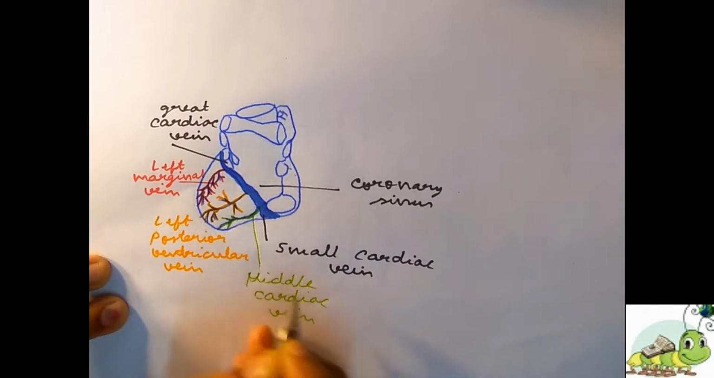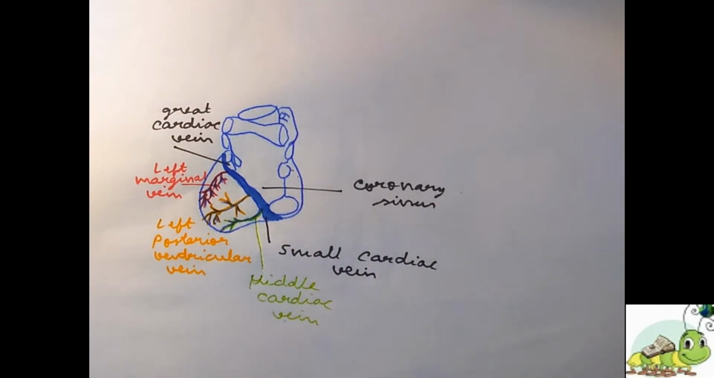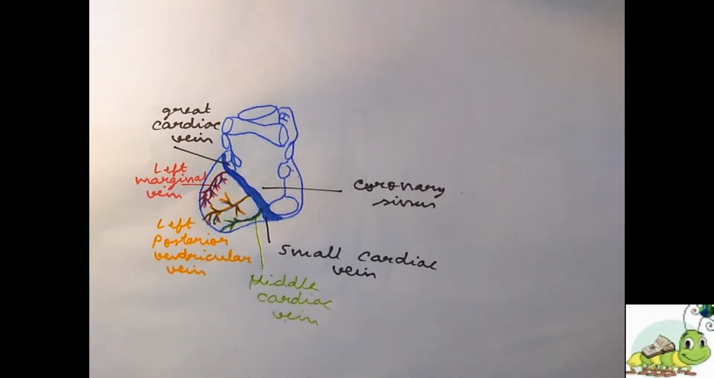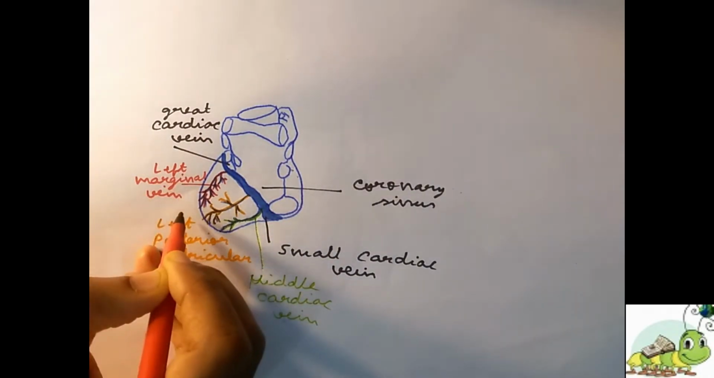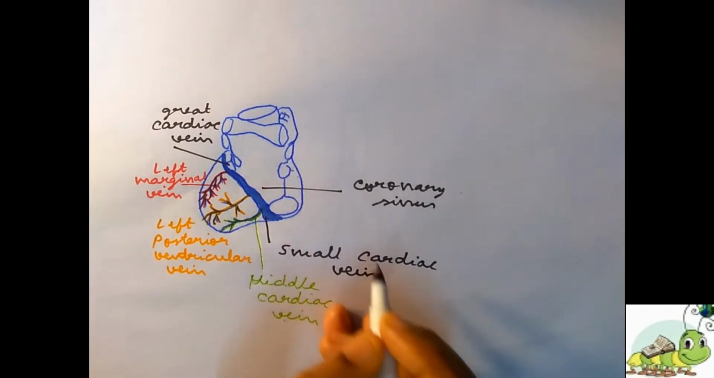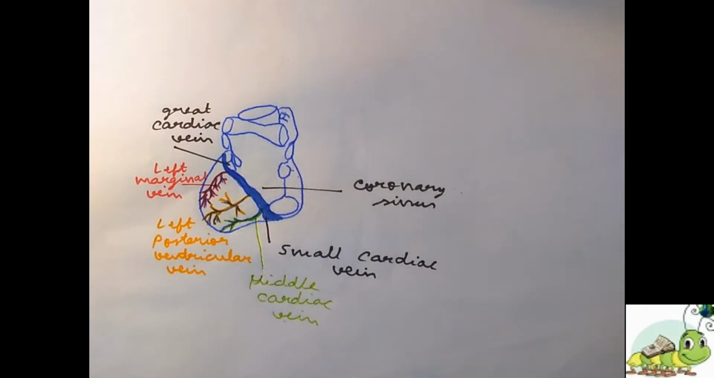Number 3. Another vein which drains the right side of the heart is the middle cardiac vein. It is located on the posterior surface of the heart. The final 2 cardiac veins are also on the posterior surface of the heart. Those are, on the left posterior side, the left marginal vein, and in the center, the left posterior ventricular vein, which runs along the posterior interventricular sulcus to join the coronary sinus.